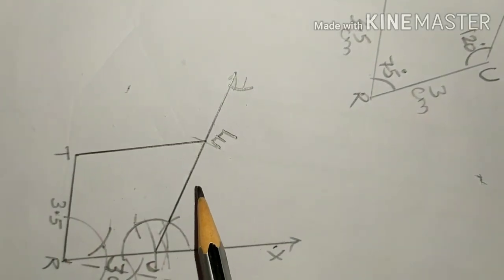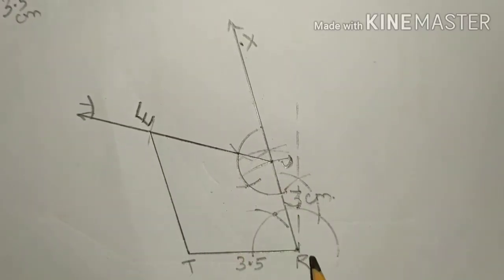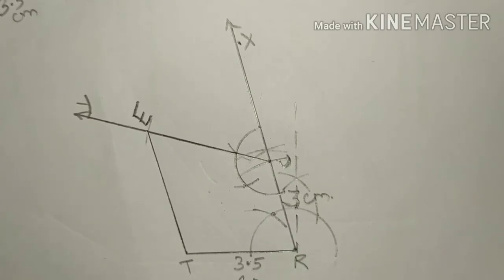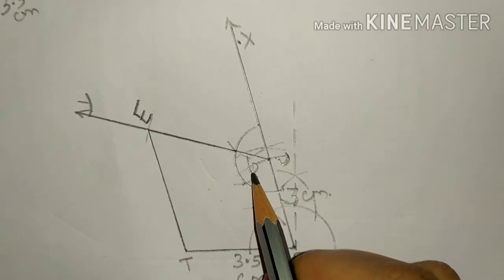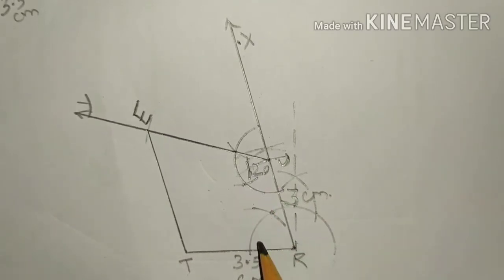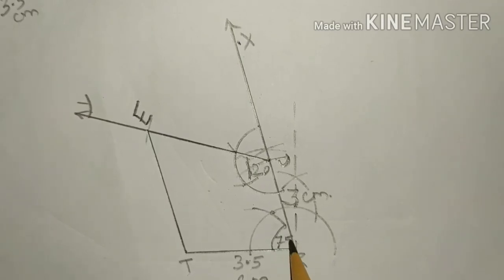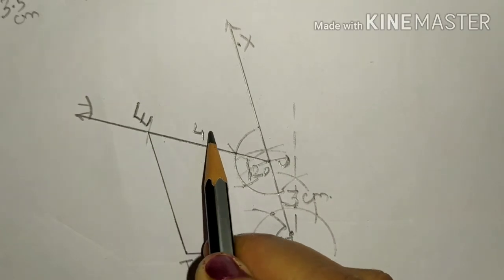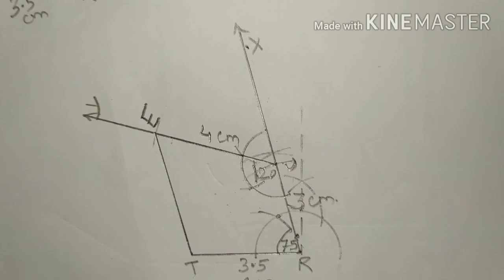Let us rotate the figure again. The measurements. TRUE here, RU is 3 cm, TR is 3.5 cm, angle U is 120 degree, this is 75 degree, and UE is 4 cm. So our quadrilateral TRUE is ready.